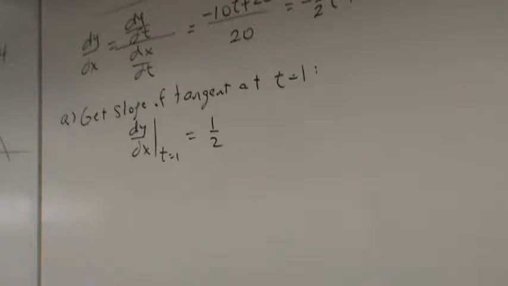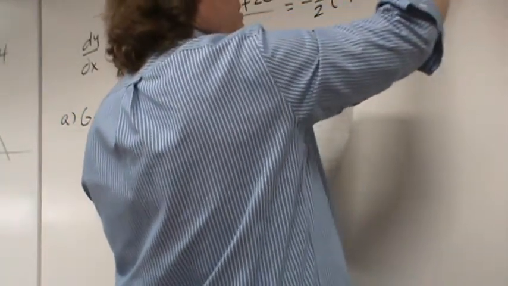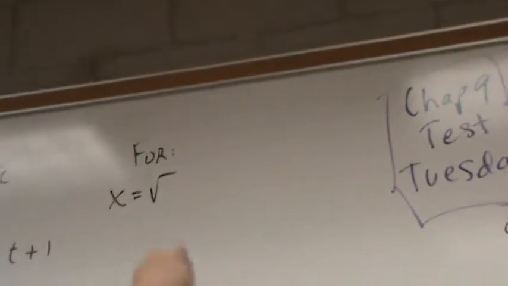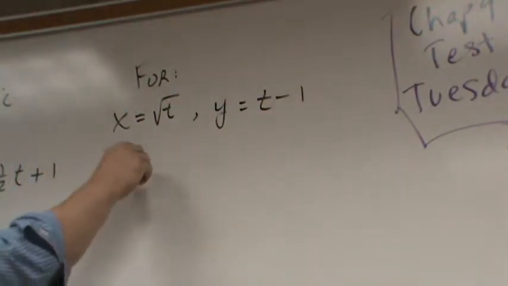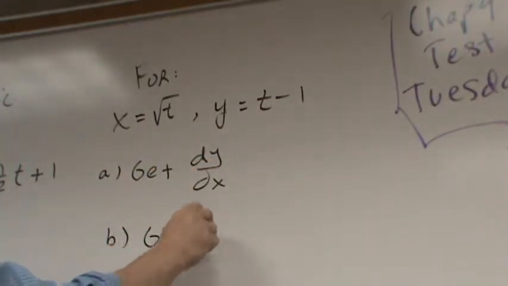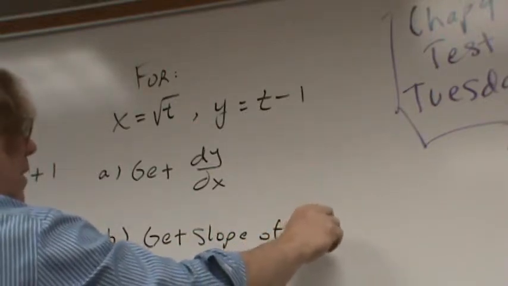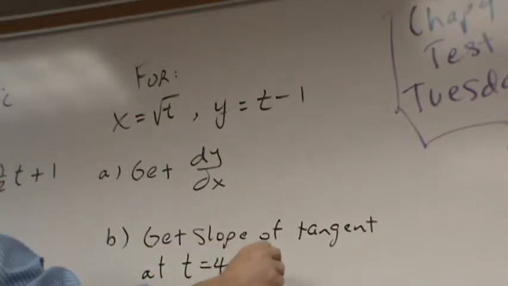Okay, then let me see if I can have you guys do a problem like this. Here we go. You see here, x equals radical t and y equals t minus 1. A, get dy/dx, and then B, get the slope of the tangent at t equals 4 seconds. Good luck.